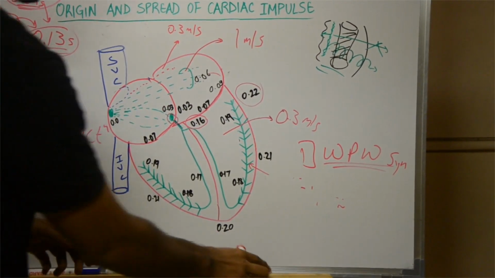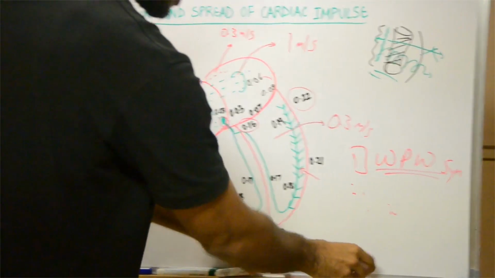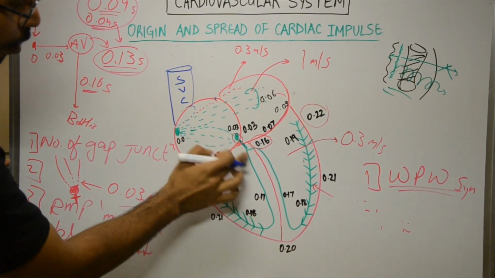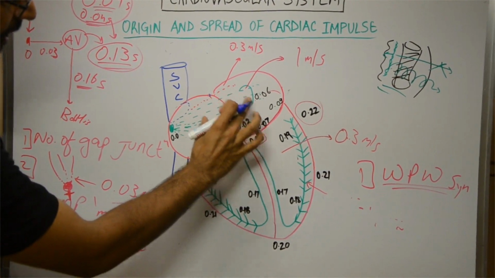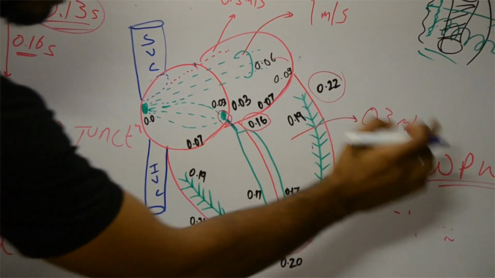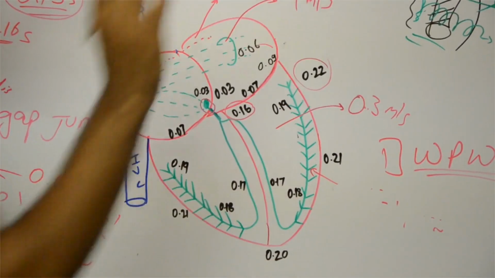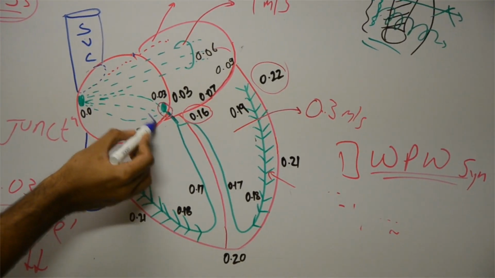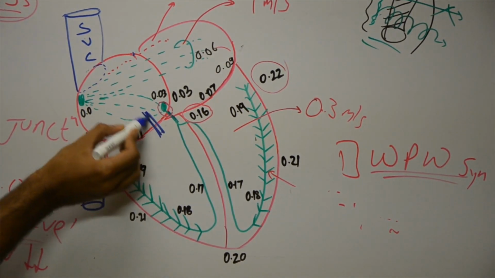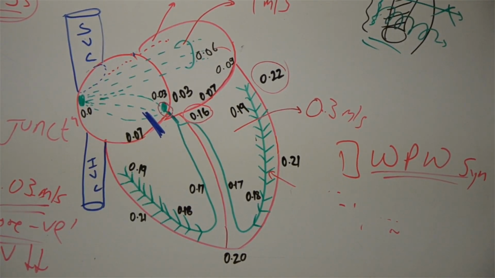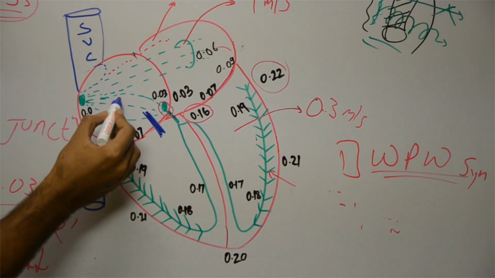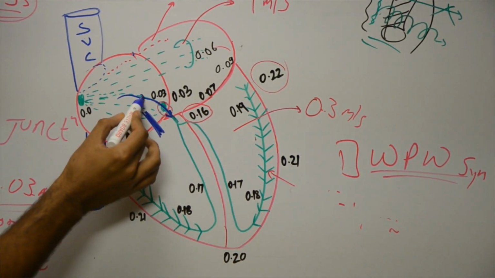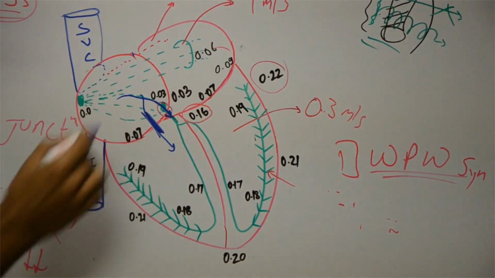Please pay attention carefully. Now we've already discussed that under normal conditions, the AV node is the only channel through which the impulses pass from the atria to the ventricles. But in Wolff-Parkinson-White syndrome, the AV node is there, but there is another connection between the atria and the ventricles. So the impulse, along with passing through the AV node, also passes through this extra connective channel.